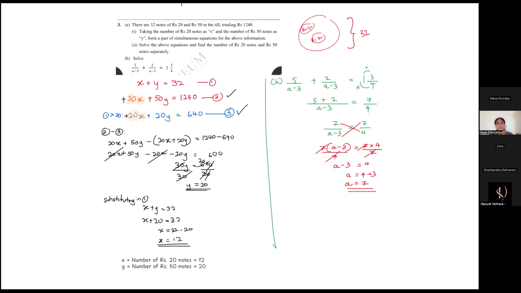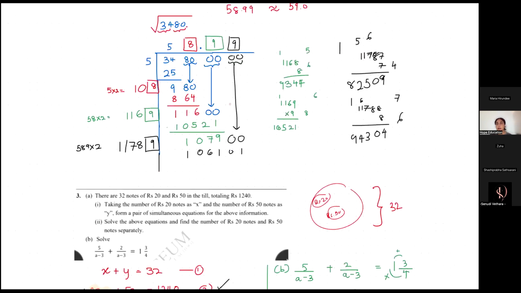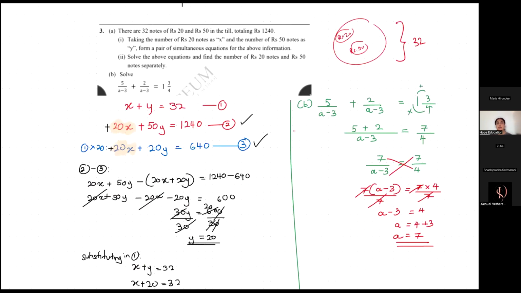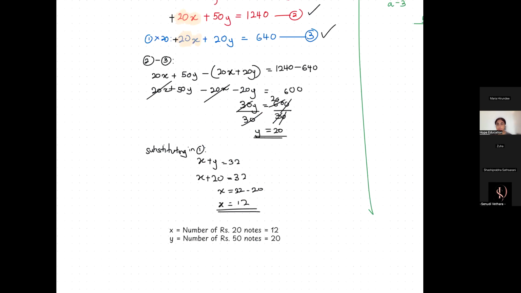So far we discussed and revised the square root long division method, and then this is a Lyceum past paper. We discussed the third question, and now we are going to discuss the fourth question. I think it's in the main chat. Satsarani, Senudi, all clear?